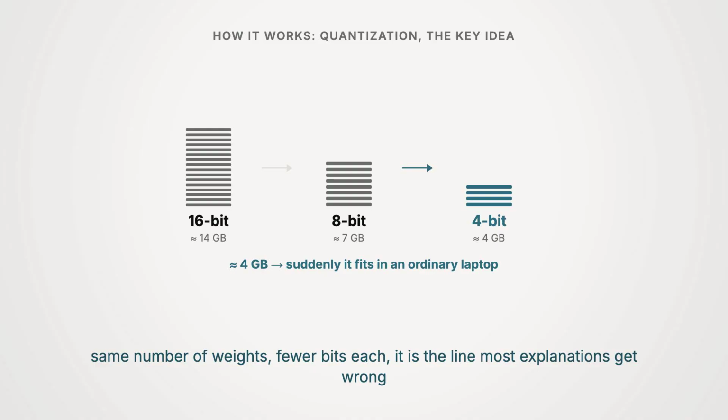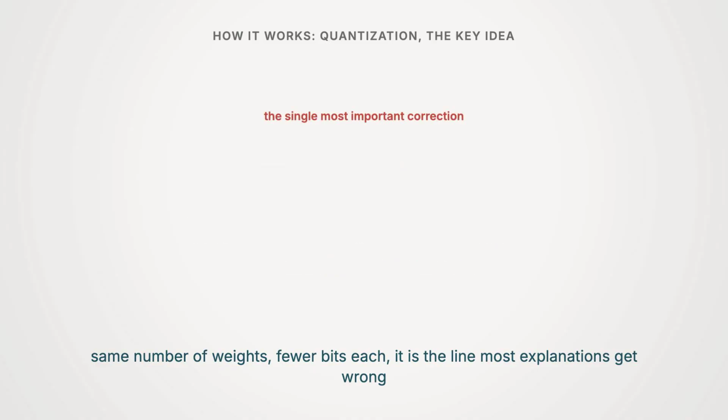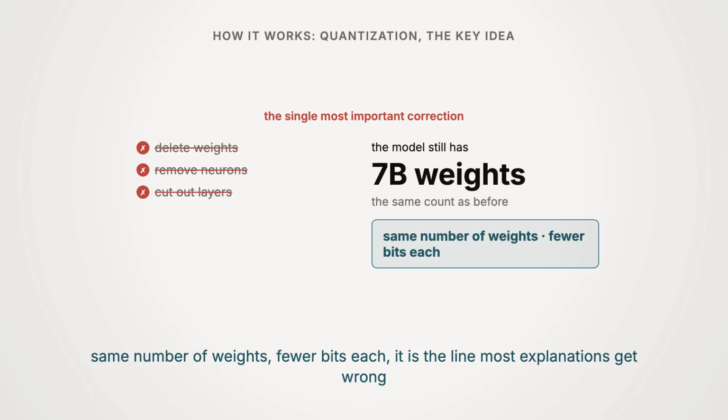Now here is the single most important correction in this whole subject, so listen closely. Quantization does not delete any weights. It does not remove neurons, cut out layers, or shrink the model's brain. The model still has exactly 7 billion weights, the same count as before. You have only changed how precisely each one is stored. Same number of weights, fewer bits each. Say that to yourself. It is the line most explanations get wrong.